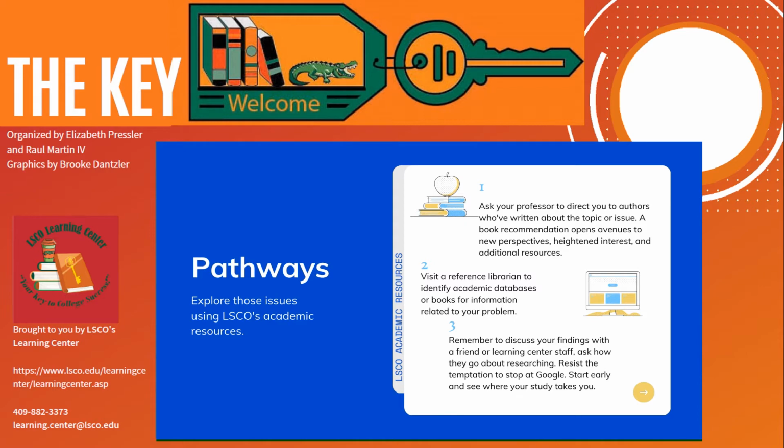The second stop is your friendly reference librarian at the Ronnie Lewis Library. They will help you identify academic databases or books for information related to your topic, as well as share techniques to find credible sources online. Next, discuss your findings with a friend or Learning Center staff. Ask how they go about researching. Gaining insight into someone's research process may remove roadblocks in your own, providing an alternate route to your destination.